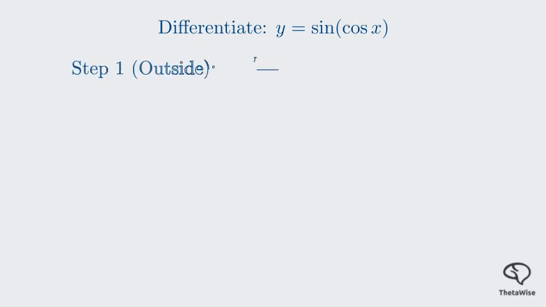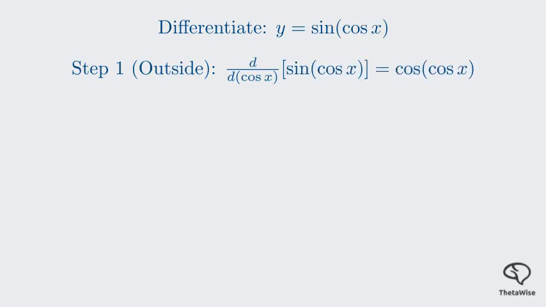The question is to differentiate y equals sine of cosine x. Here, our outer function is sine, and our inner function is cosine x. We apply the outside-inside rule. First, the derivative of the outer function. The derivative of sine of something is cosine of that same something. So we differentiate sine while keeping the inner function cos x unchanged. This gives us cosine of cosine x.